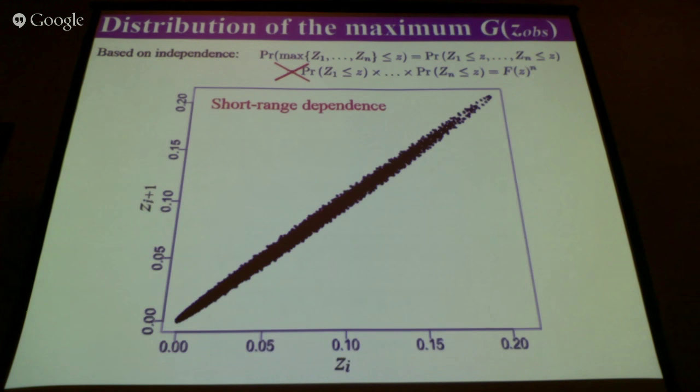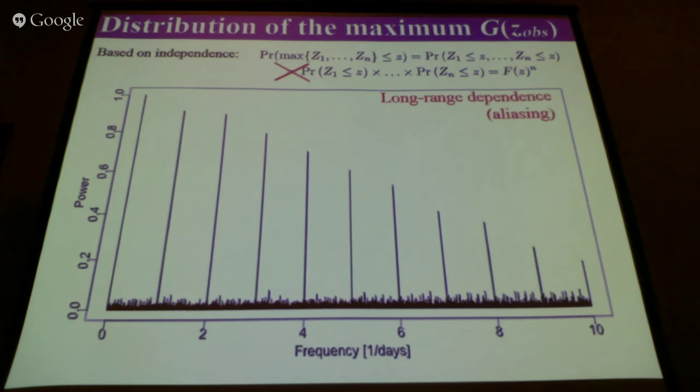Because, first of all, our periodogram is hugely oversampled. There is a very, very strong short range dependence. This is just the pair plot of consecutive periodogram values. You see the very strong correlation: the more precisely we want to know the frequency, the narrower this will be. The second is, again, Donald mentioned the spectral windows, that there are long range dependence structures also in the periodogram.